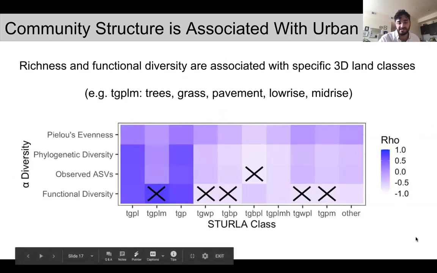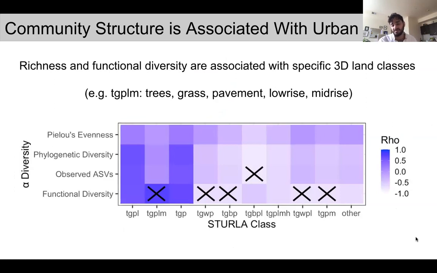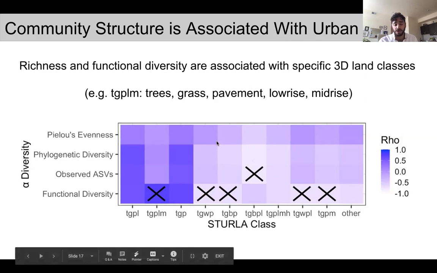Then we also did some univariate statistics, where we found that the richness and functional diversity of the atmospheric microbiome are associated with repeated exposure to specific three-dimensional urban land classes. For example, TGPLM has a significantly positive relationship with functional diversity. So the more often we encountered TGPLM 120 square meter blocks in the city, the more likely we're adding on something different, some function that we hadn't previously encountered. The majority of these relationships were found at the functional level, as well as one at the richness level. I was surprised by the lack of significant phylogenetic diversity, although we can see there are trends that still could be explored further.